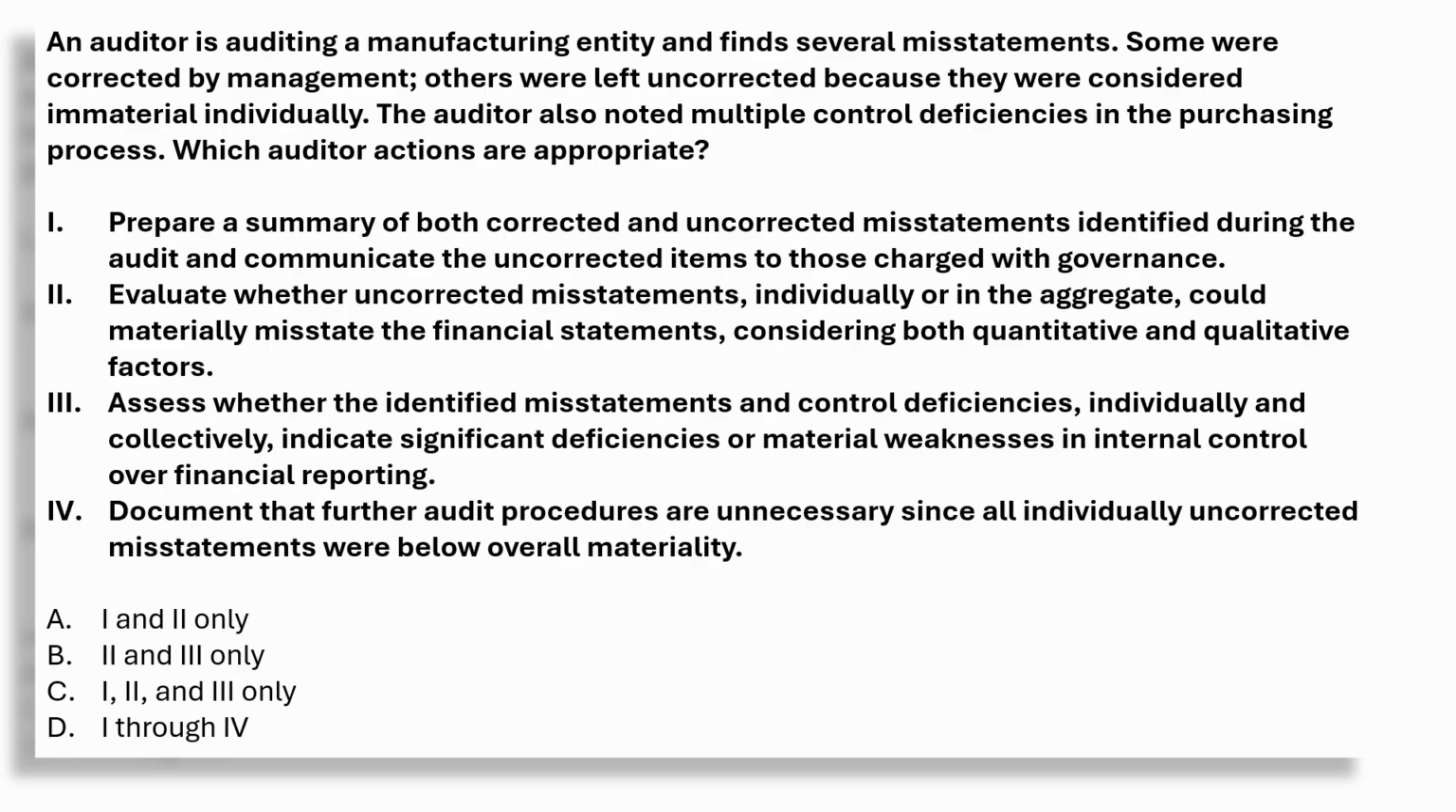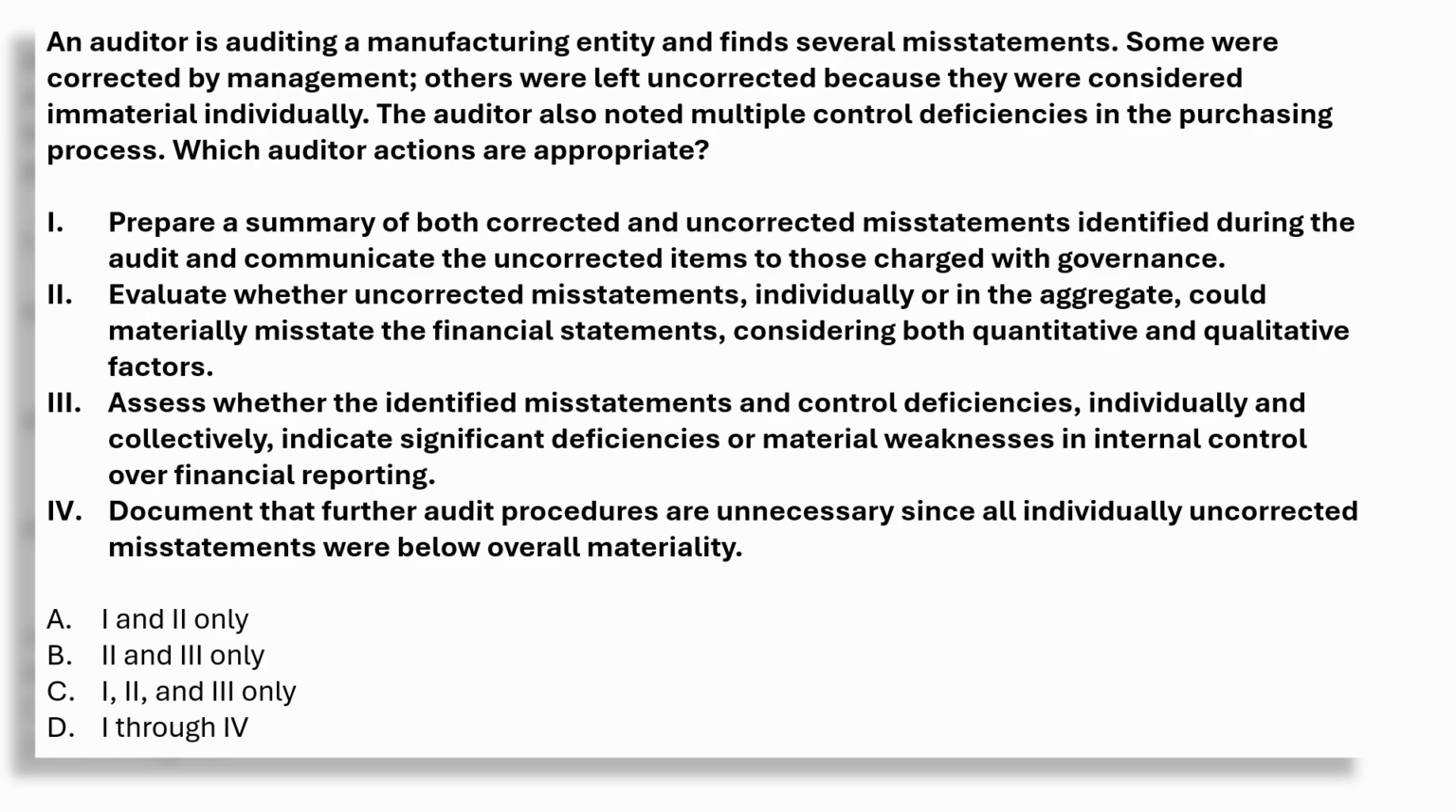Statement 1. Prepare a summary of both corrected and uncorrected misstatements and communicate uncorrected items to governance. Yes. AUC 450 requires the auditor to accumulate misstatements, both corrected and uncorrected, and communicate uncorrected misstatements to those charged with governance. Statement 2. Evaluate whether uncorrected misstatements, individually or in the aggregate, could be material. Yes, even if misstatements are individually below materiality, they may be material in aggregate or qualitatively. For example, they affect compliance with debt covenants.